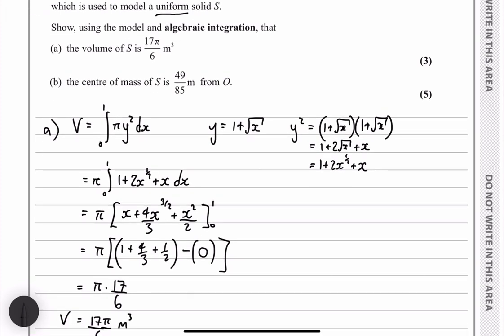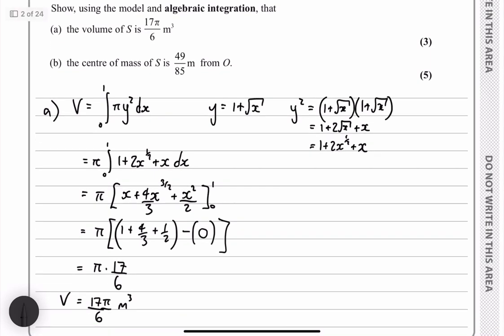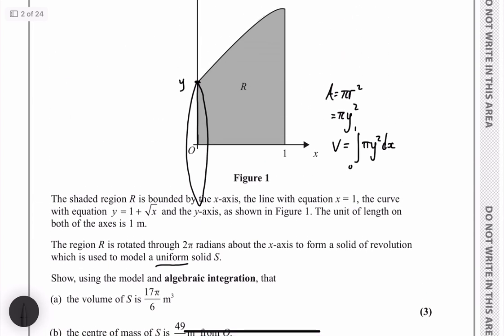Part B is to find the centre of mass of S. Now we're told it's 49 over 85. We're going to need to find that. So from our picture here, what we're doing is something very similar. We're taking the disk, and the centre of mass, because it's a disk, it's symmetrical, so the centre of mass is at its centre here on the axis.